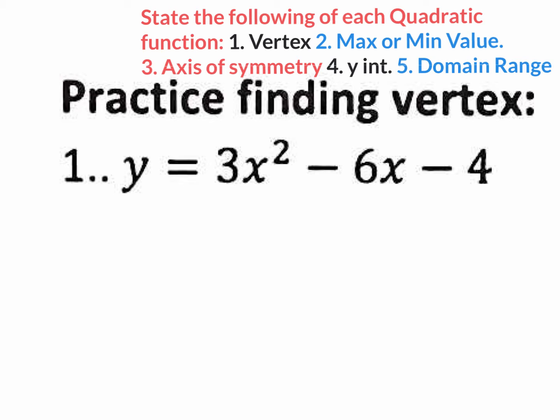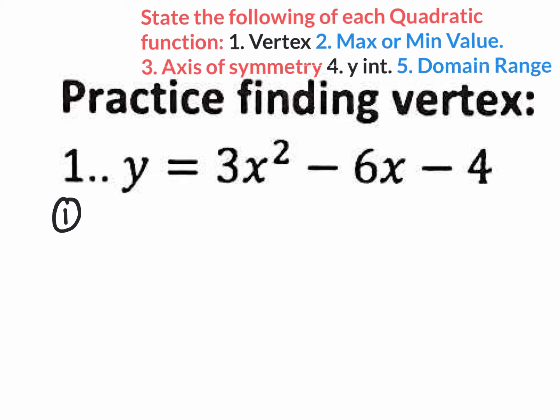And it's really easy if it's in vertex form. If it were y equals a(x minus h) squared plus k, you could just see the h and the k, and that's your vertex. But the problem here is you don't have an h and k. It's ax squared plus bx plus c. So you cannot see the vertex. So what you were supposed to learn yesterday was the formula to find the x value of the vertex.